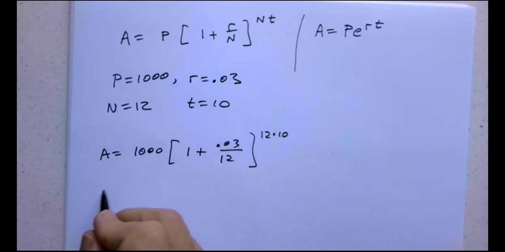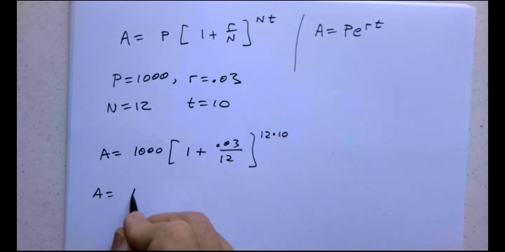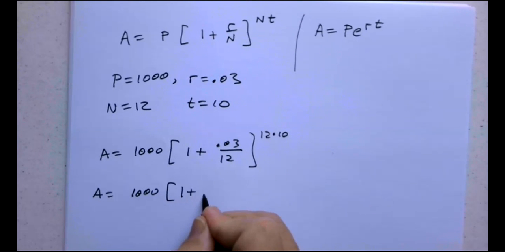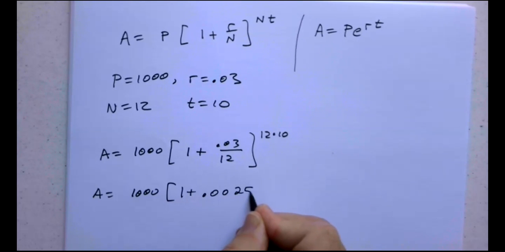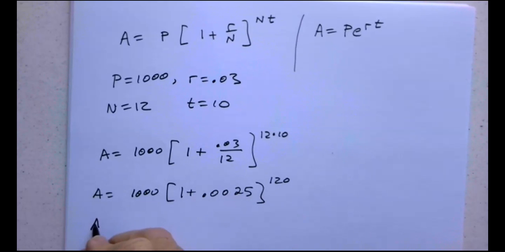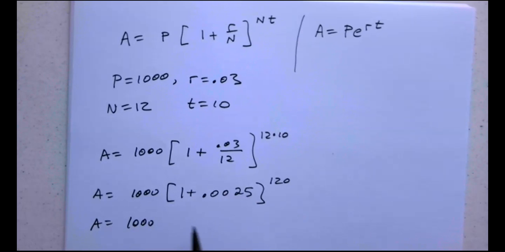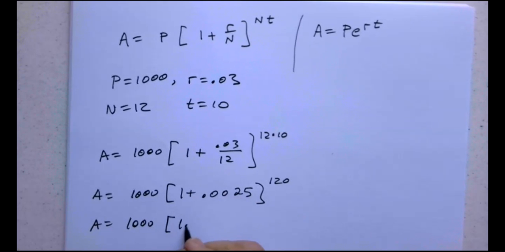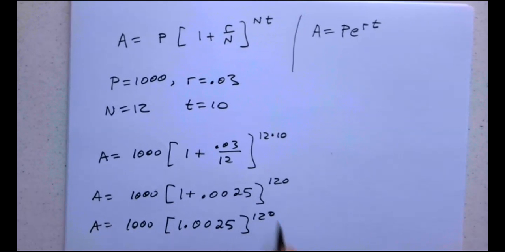So I'm going to want to do this on the calculator, of course, but let's see if we can simplify it a little bit. 1,000, 0.03 divided by 12 is 0.0025. Raised to the 12 times 10, raised to the 120. So we get A is 1,000, 1 plus 0.0025 is 1.0025, raised to the 120. So we'll do this on the calculator, which is certainly easy enough for us to do.